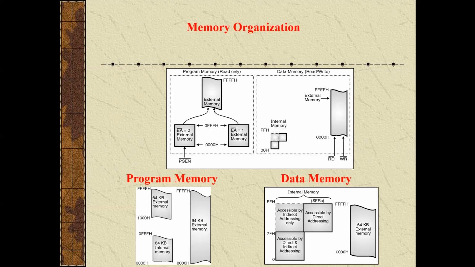If the EA pin is grounded, then all the addresses from 0000 to FFFH are going to be accessed externally. See here, if EA is connected to high, then this internal memory will be accessed. If the EA pin is made low, or connected to ground, all the memory will be accessed externally. This is the program memory organization, how we are going to access it.